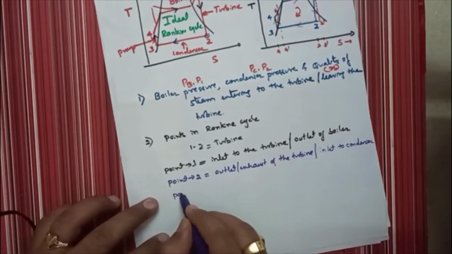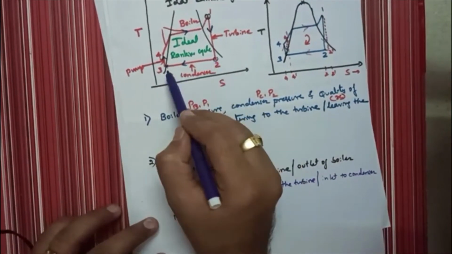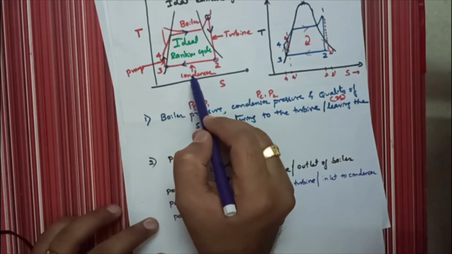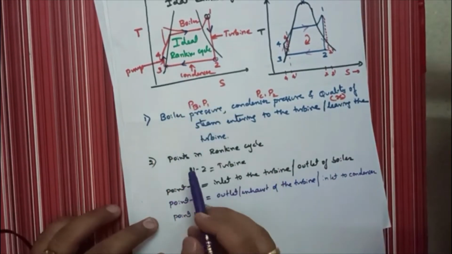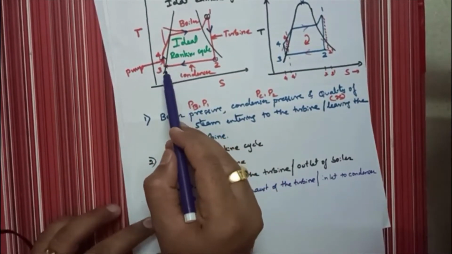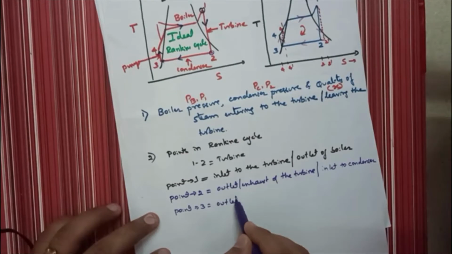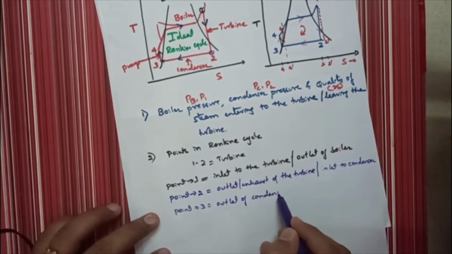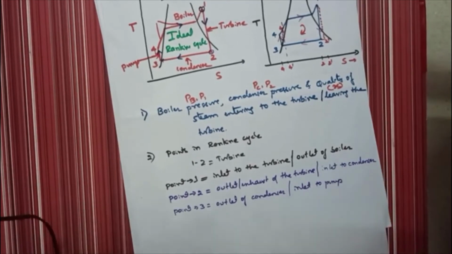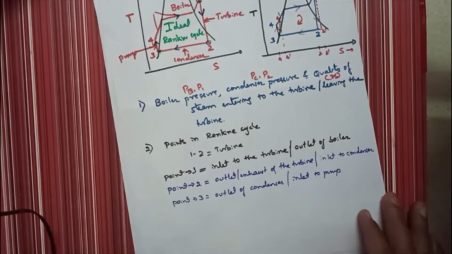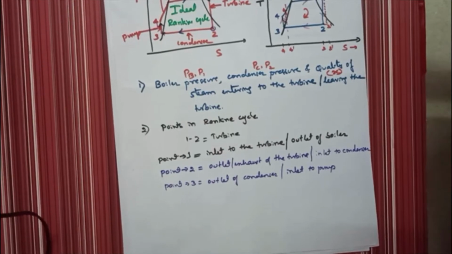Similarly, point 3 is here. So 2 to 3 is condenser, point number 3 is outlet of condenser, and as well as it is inlet to the pump. 3 to 4 is pump work, so point number 3 is outlet of condenser and inlet to pump. I will write here outlet of condenser and inlet to pump. Please understand carefully, otherwise it will become difficult for solving the numericals on vapor power cycles. The problems are easy, you can solve any number of problems here.